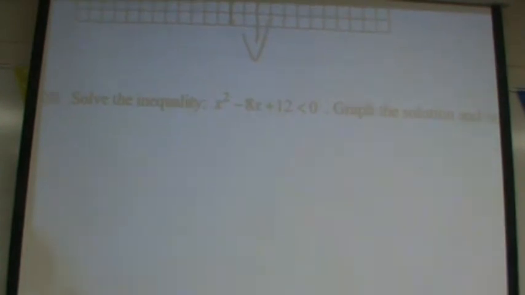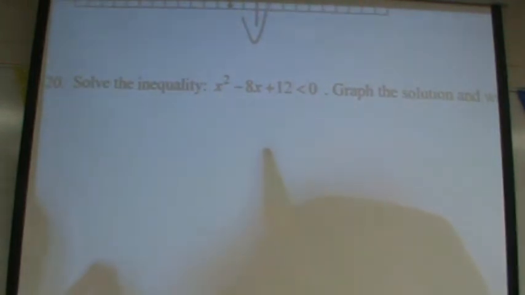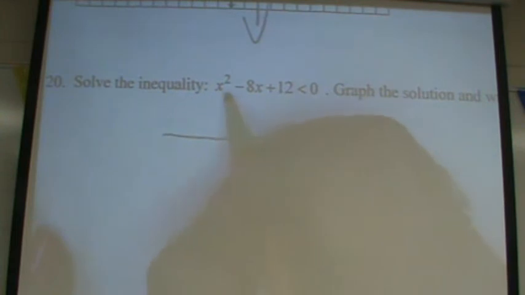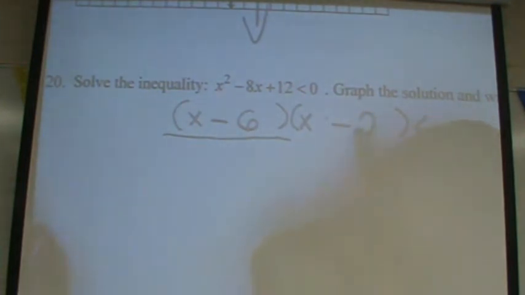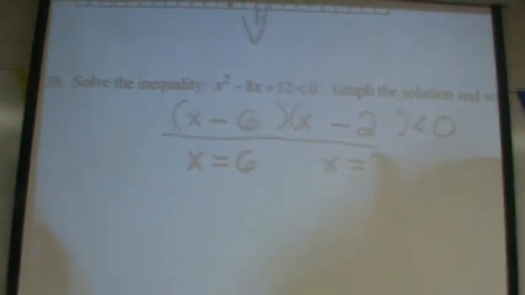Number 20, these are the inequality ones. And I'm only going to have you graph the solution. So what you have to do is factor this. How do you factor x squared minus 8x plus 12? Well, you should know how to factor that. It's going to be x times x. What two numbers multiply to give you 12 but add to be negative 8? Negative 6 and negative 2. So your critical values are 6 and 2.